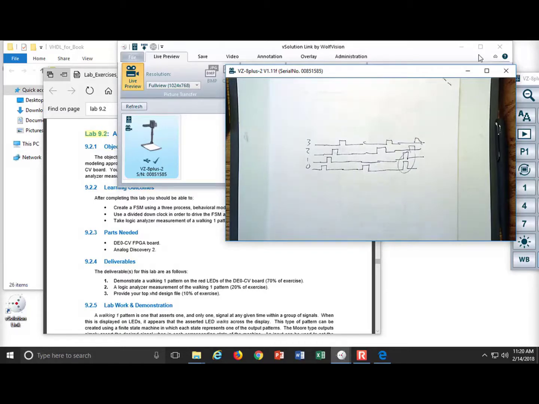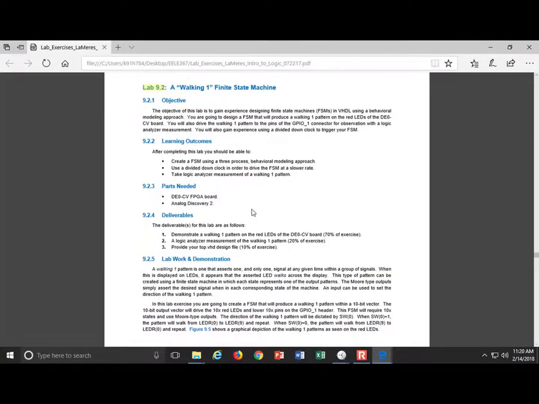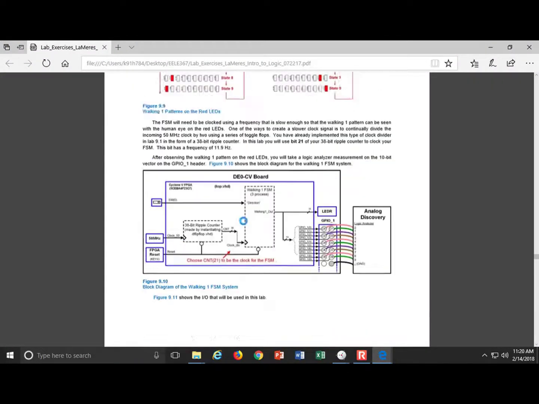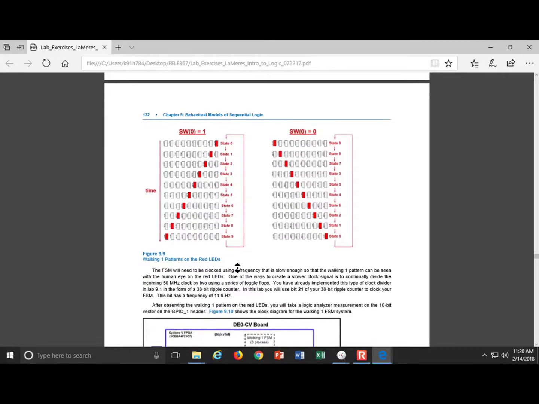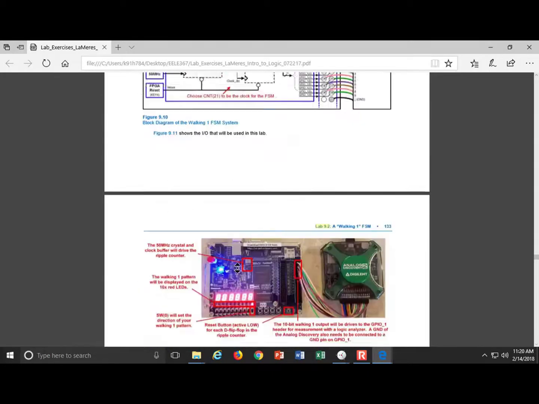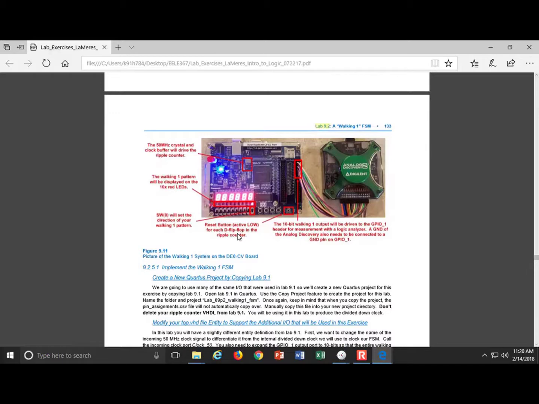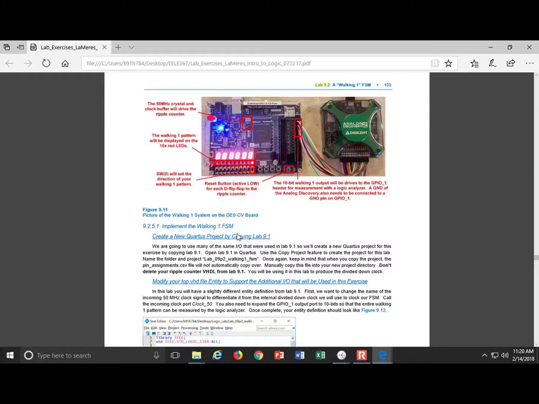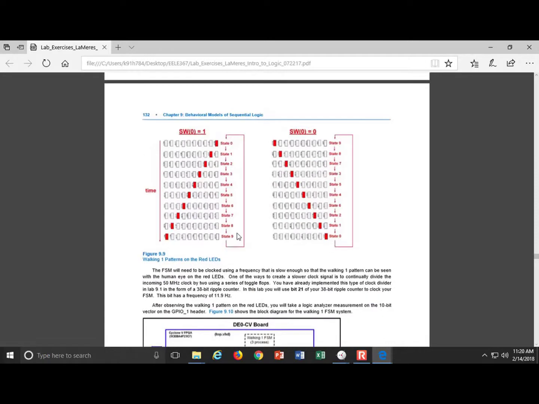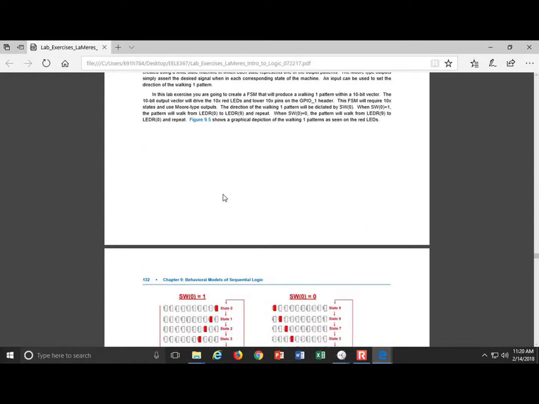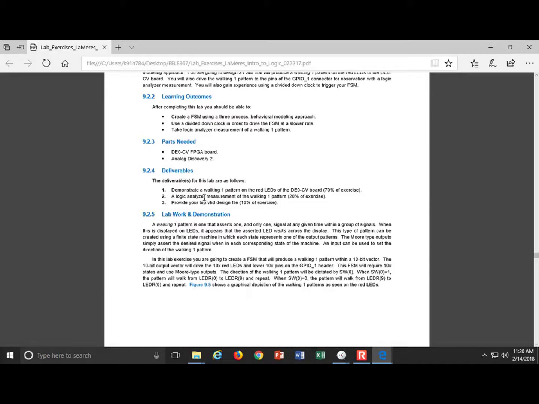So what we're going to do is build a finite state machine to do one of these patterns, and the pattern is going to be displayed on the LEDs. We're going to have a scaling of complexity of the finite state machines, but let's start off with just the very first walking one. We are going to start by putting it on the red LEDs of the DE0 CV.